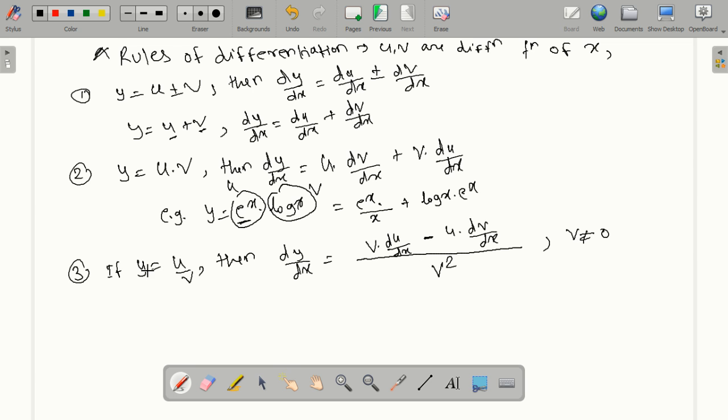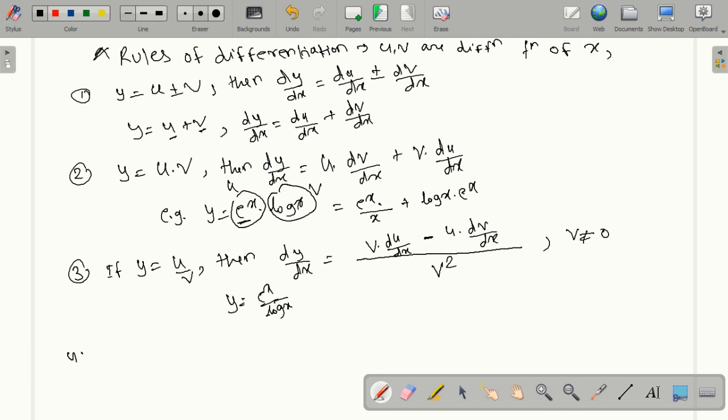So let's say that y is given as u upon v, a division of u upon v, then dy by dx is equal to v into du by dx minus u into dv by dx upon v square, right? This can be, let's say, y is equal to e raised to x upon log x. You just need to use this formula and you'll get your answer, dy by dx.